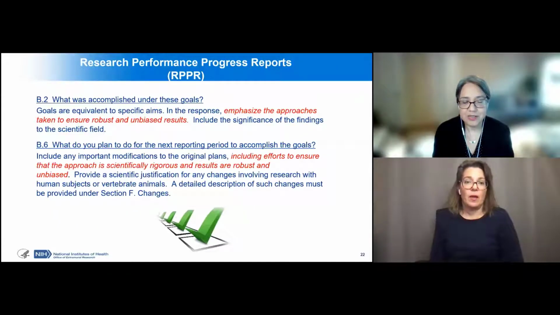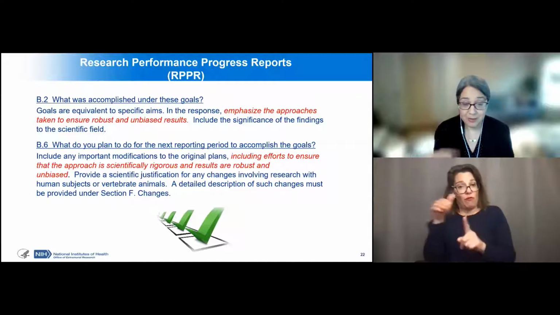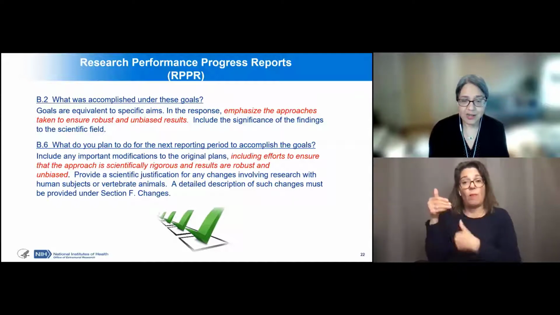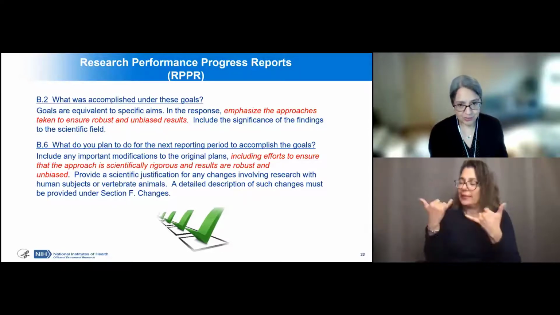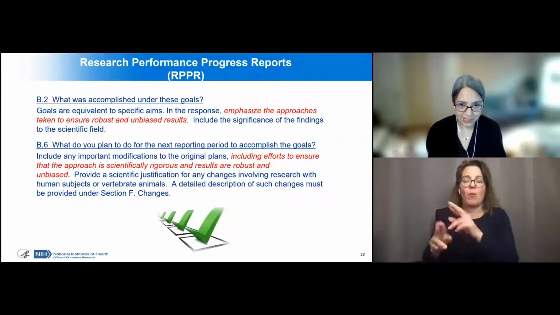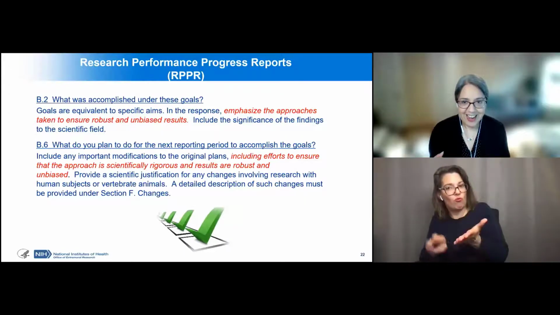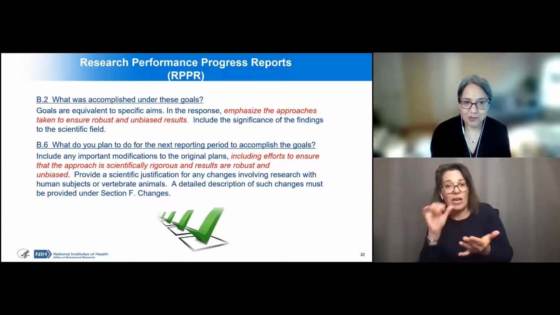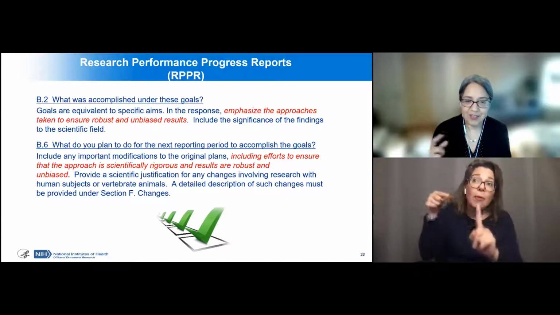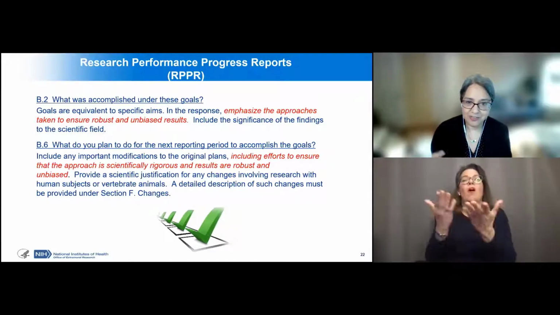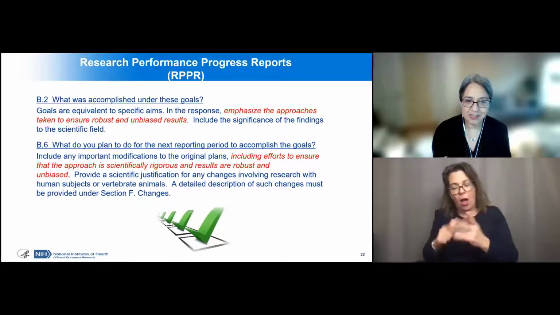Okay, and then I just want to quickly remind you that when you're submitting your progress reports, we are still looking at those progress reports with an eye for research rigor. So when we ask what was accomplished under these goals, you'll have to provide more information on how you've taken steps to ensure robust and unbiased results.